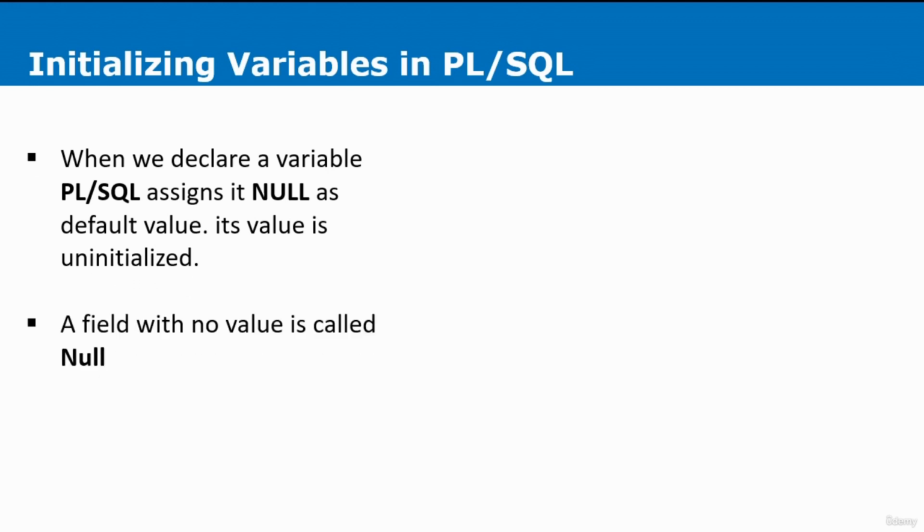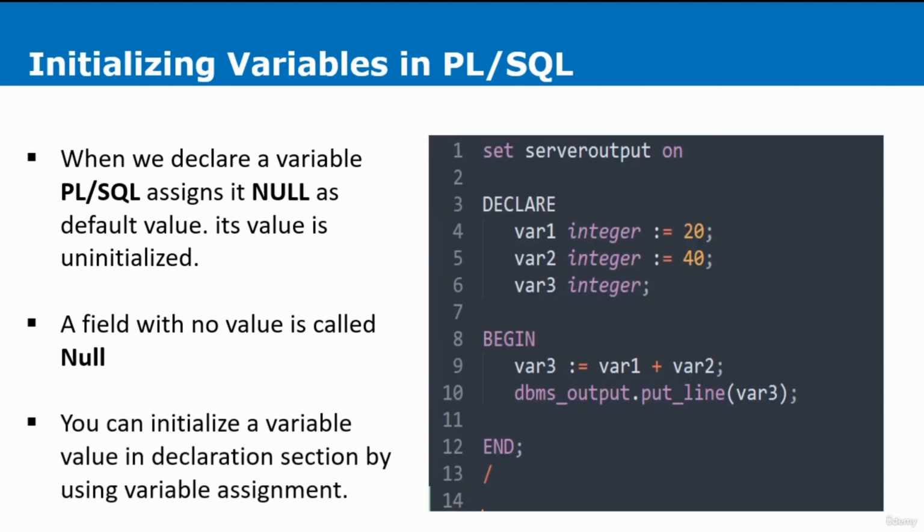You can initialize a variable value in the declaration section by using a variable assignment. On the illustration on the right, I have a sample variable declaration. So in the declaration section, I have declared 3 variables. On the variables on line number 4 and 5, I've assigned values using the variable assignment operator. The variables on line number 4 and 5 are initialized. The variable on line number 6 is not initialized at declaration.